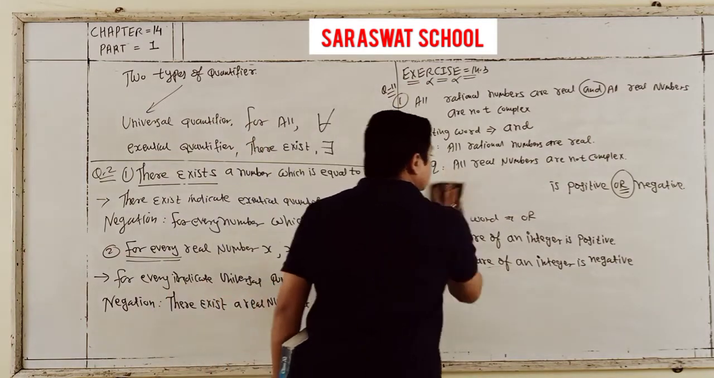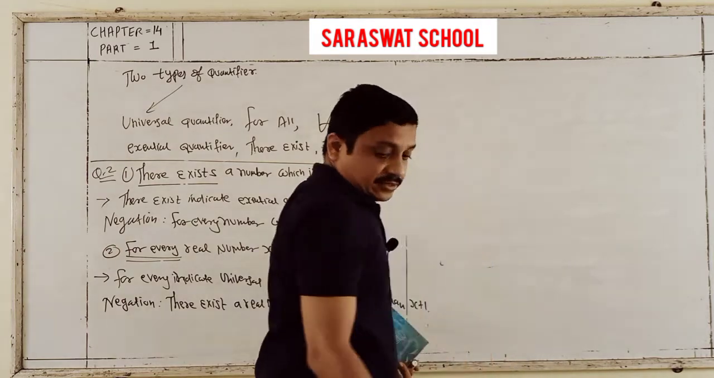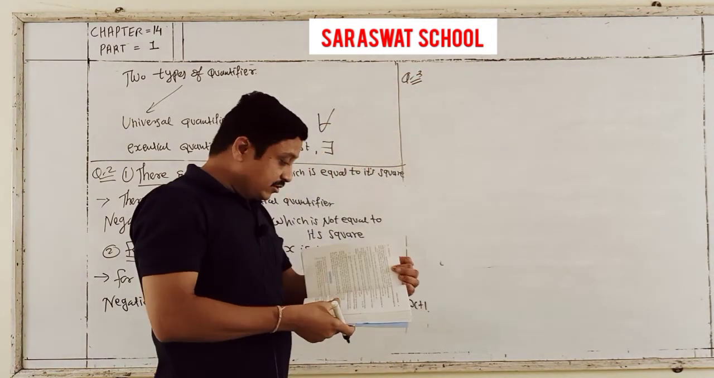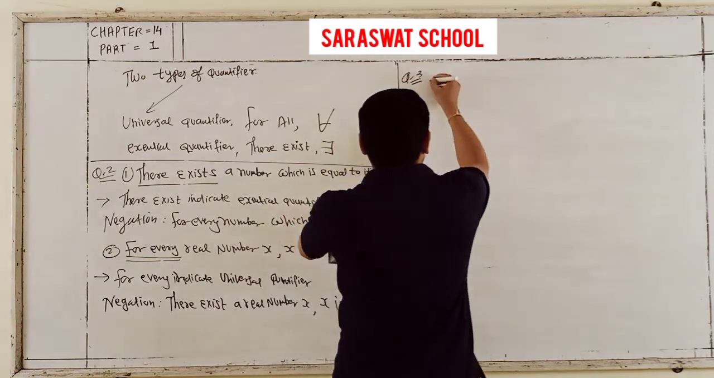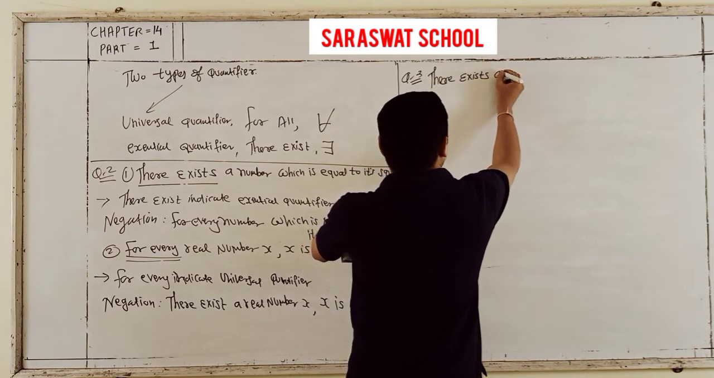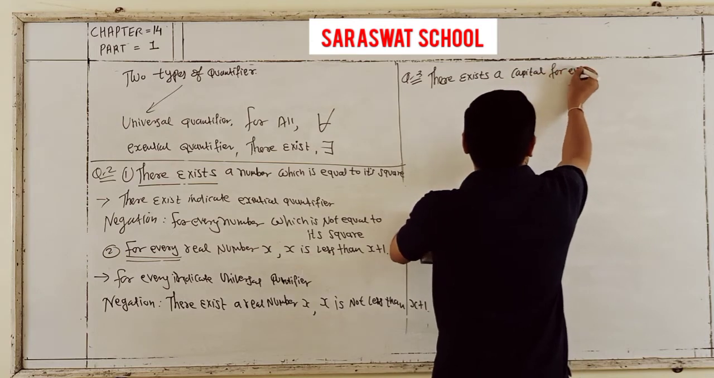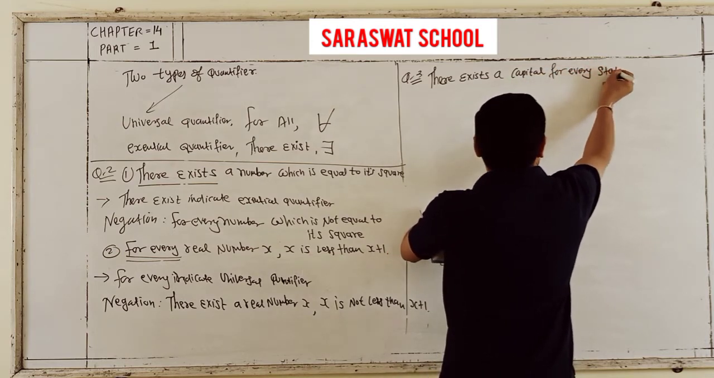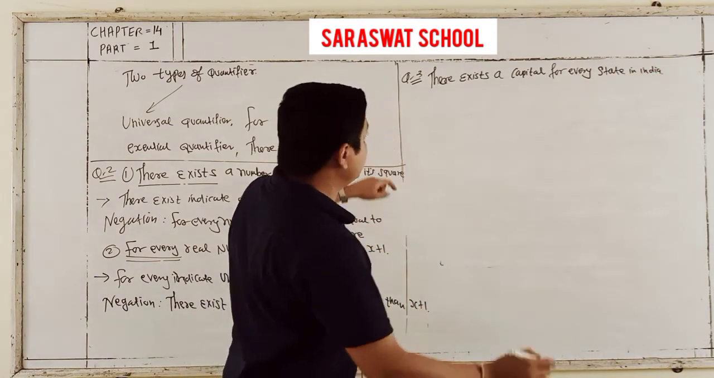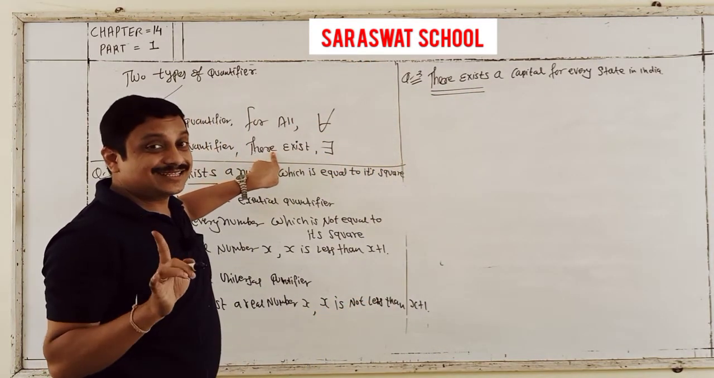Now continue, third one. Similarly, moving the same as that calculation. Question number 3. The question is very easy: there exists a capital for every state in India. Given that, here there exists, first I underline it, it means your existential quantifier.